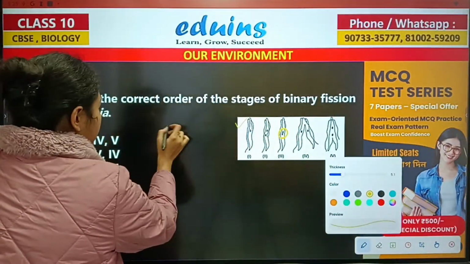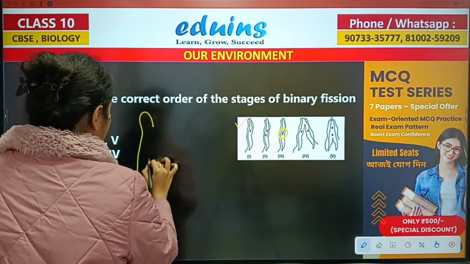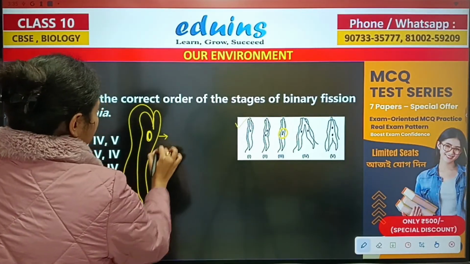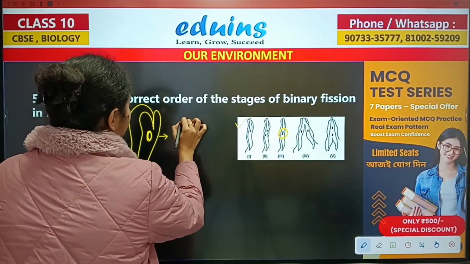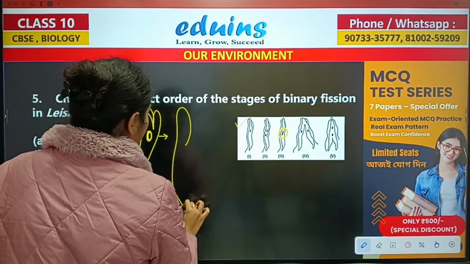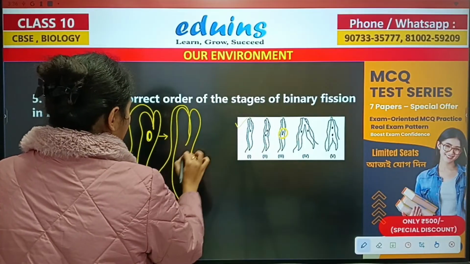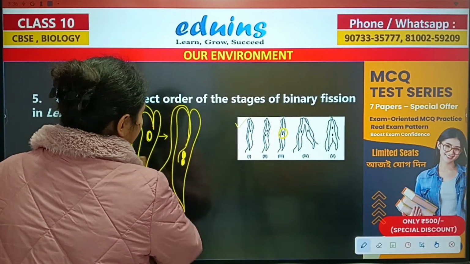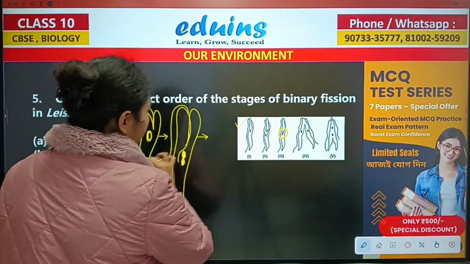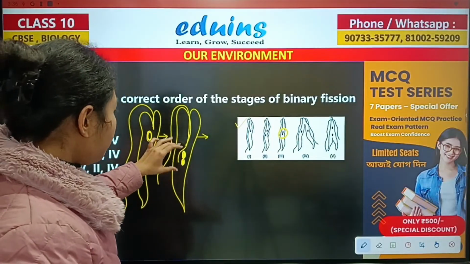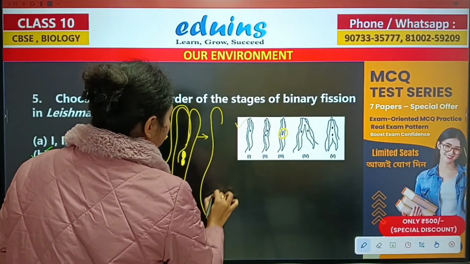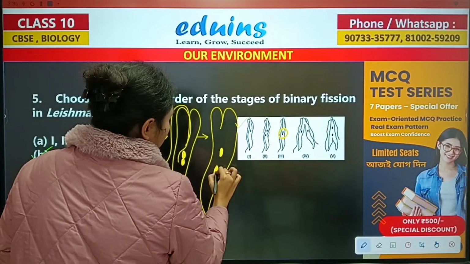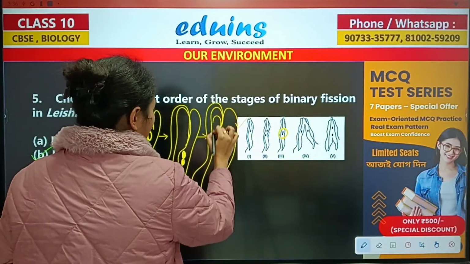If I draw this diagram here, you can see the nucleus. In the next step, the nucleus will divide. Nucleus division is occurring in the next step. Then the newly formed nuclei separate from each other. The two nuclei are formed.